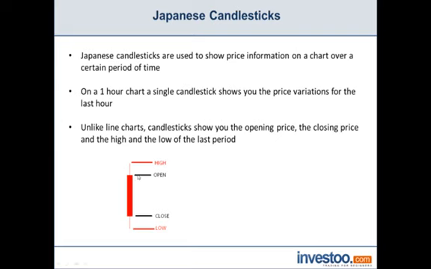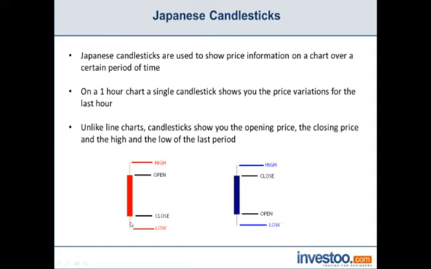Here you can see that we open here and we close here. This is why this is a bearish candle, because the close is lower than the open. And you can see that this is the highest level that we achieved during this period, and this is the lowest level we achieved during this period.